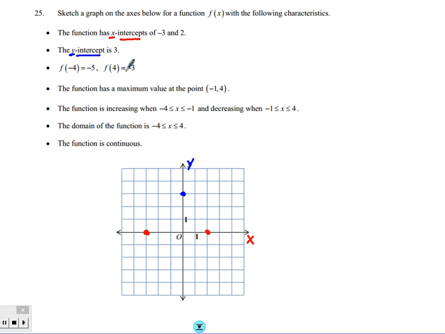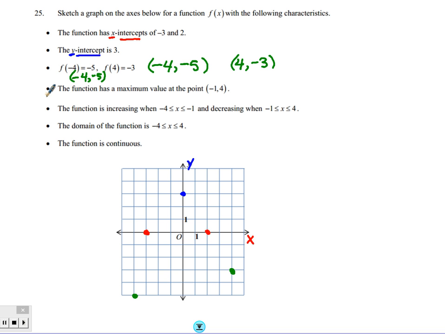Then it gives me some information. F of -4 is -5. F of 4 is -3. So this is really giving us a point. When the input is -4, the output is -5. Sorry, let me write this clearer. -4, -5 is a point on my graph. So is 4, -3. So I need to go through those 2 points. -4, -5, and 4, -3. All right, doing good so far.